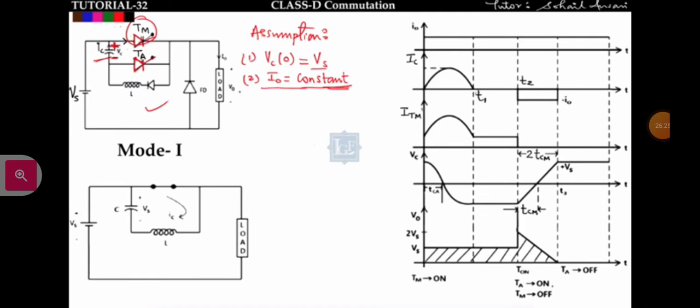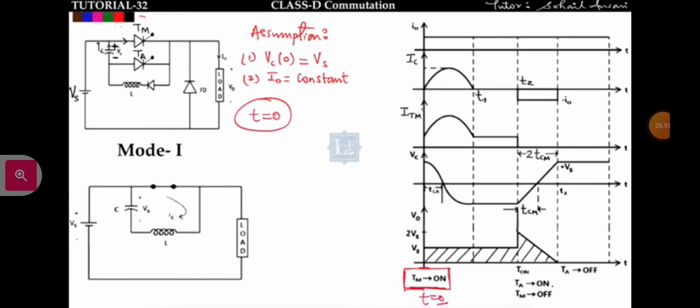So this commutation circuit, that is the class D commutation, is divided into mode 1, mode 2 and mode 3. We will see separately one by one. First we will talk about mode 1. In mode 1, I am turning on the main thyristor at t equal to 0. See the waveform Tm, this is the main thyristor. So the main thyristor is on at t equal to 0.